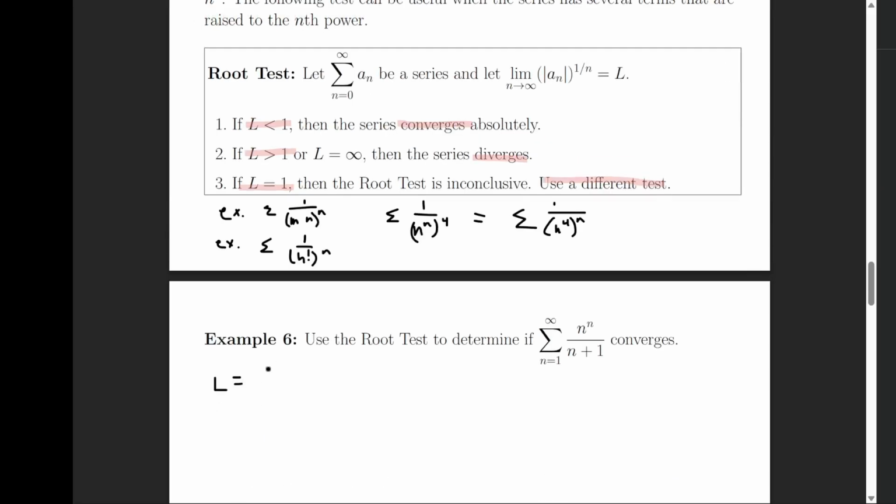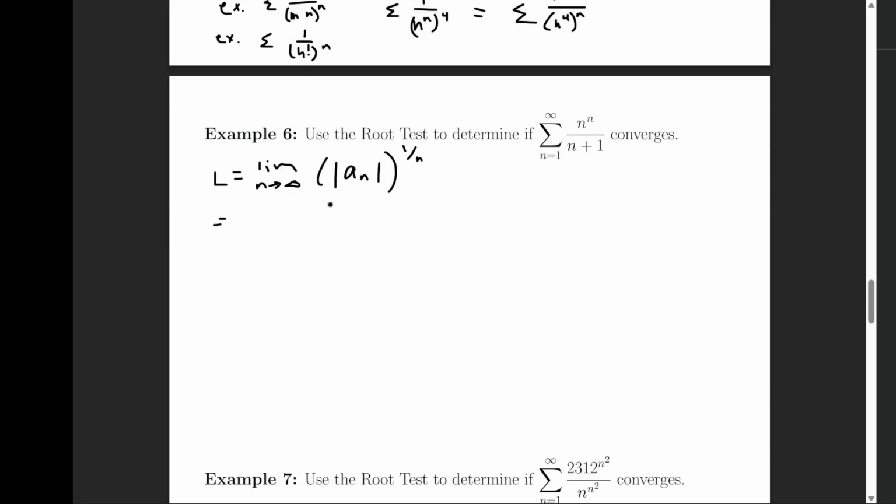And I'll rewrite this so you can see it. So we get the limit. Wow, that's great handwriting. So it's the absolute value of a sub n, to the 1 over n. Okay, that's what we're substituting again, right? So we look at this.